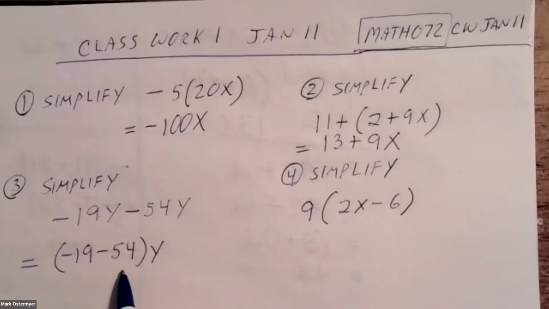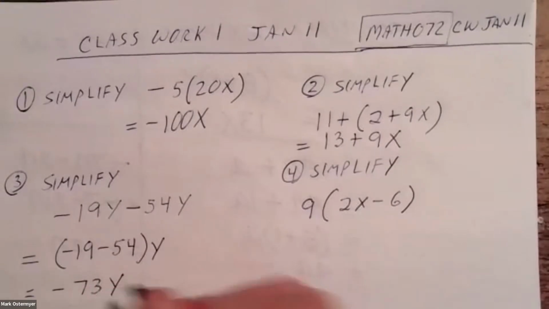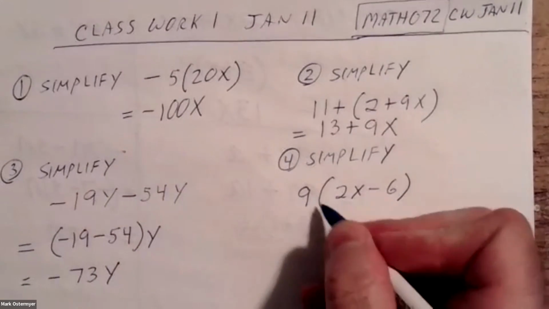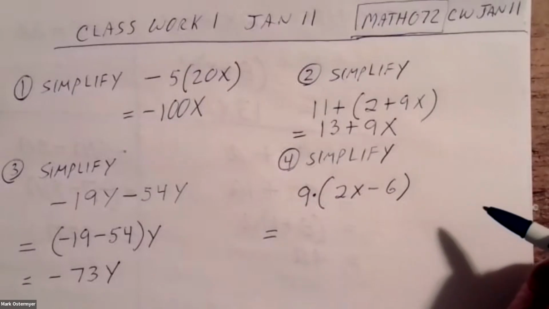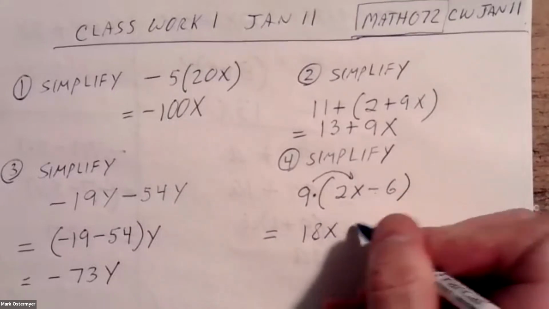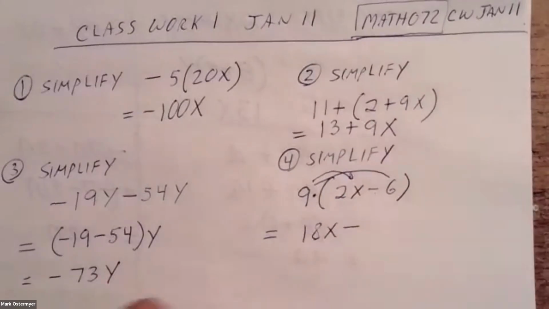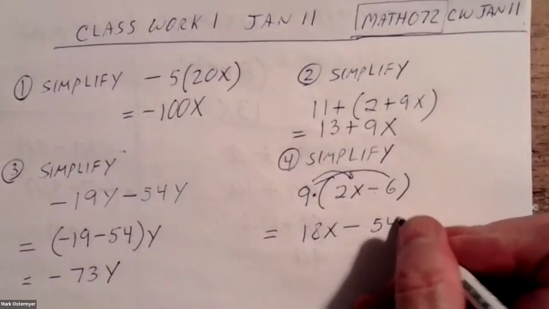Okay, let's see here. So -19 added to -54, I think would be more. Negative 73. It'd be -73y. Correct. There you go. All right. How about this last one? What do you think this last one might be? 18x minus 36. Yep. 9 times 2x is 18x. Minus sign. 9 multiplied by 6 at the end. 9 times 6 is 54.